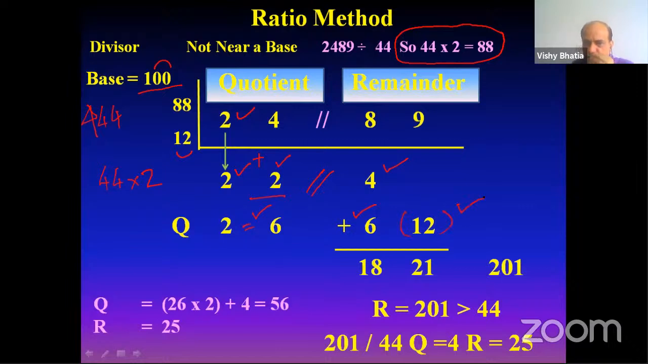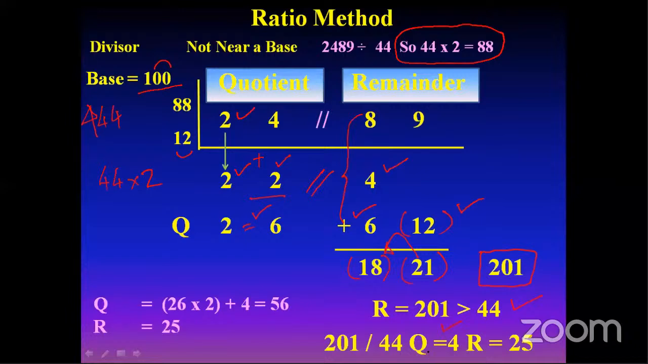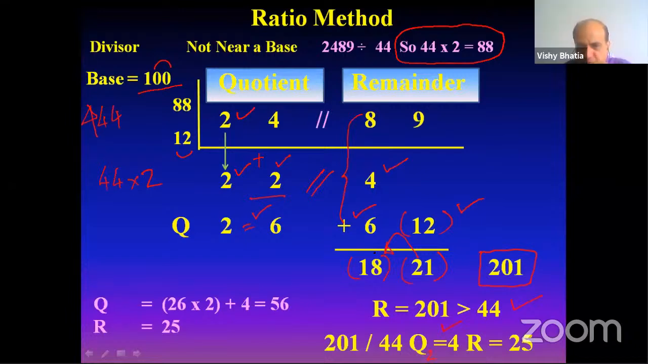I've reached the last column, so further multiplication, addition, subtractions, everything ends. I add up these numbers. 8 plus 4, 12 gives me 18. 9 plus 12 gives me 21. This 2 is actually carry forward. 18 plus 2, 201. Now my 201 is greater than my 44, so I divide this further and it gives me a Q2 of 4, a remainder of 5.